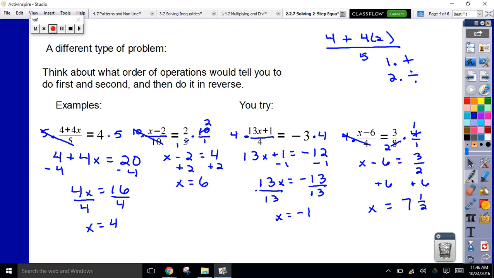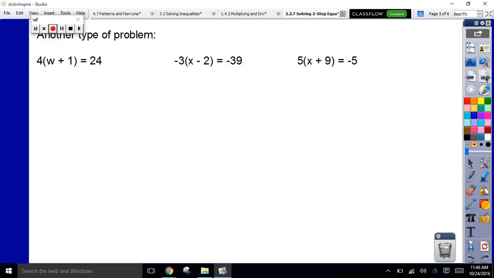Okay. Let's look at the last type of problem. You will see a lot of these kinds of problems on Khan Academy, so I wanted to make sure we looked at some examples. There are 2 ways that we could solve this problem. I'm going to show you both ways. The first thing I could do is distribute first. I could simplify this side. Remember when we did distributing a couple lessons ago when we were doing expressions? So I can do 4 times w, 4 times 1. So I get 4w plus 4 equals 24.